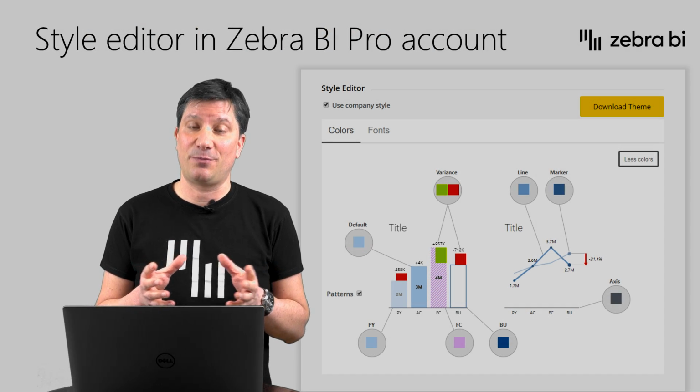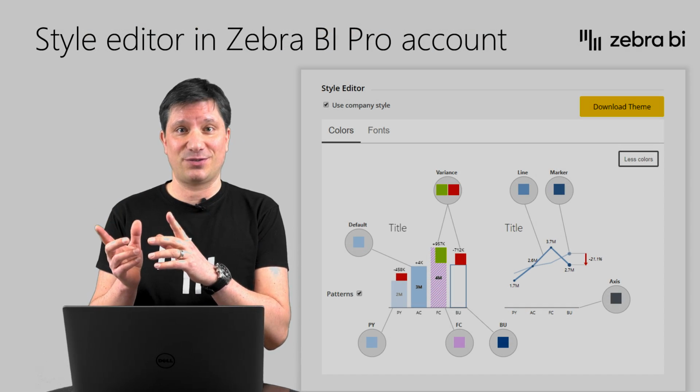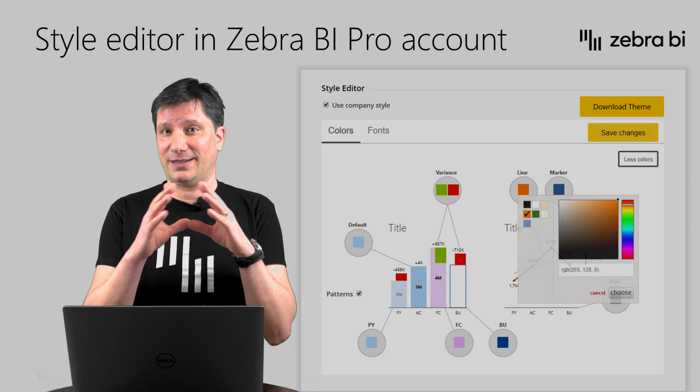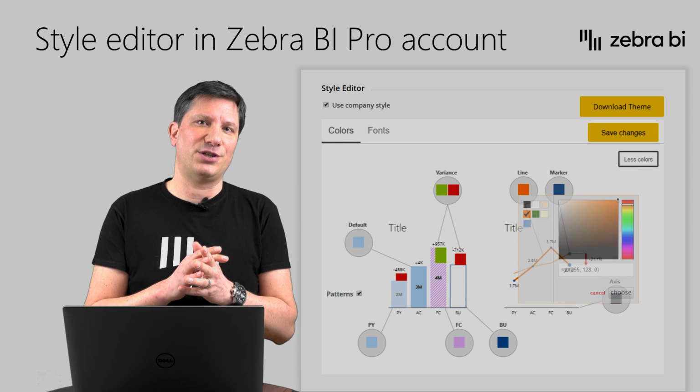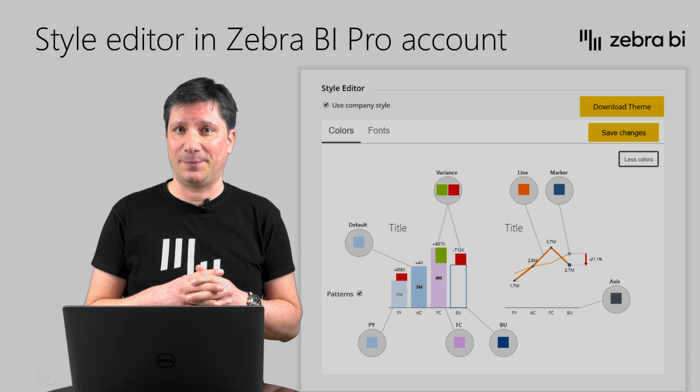If you're a Zebra BI Pro user, you can log into your Zebra BI member account where you'll find a nice style editor to edit your style and then download the JSON file directly from your profile.